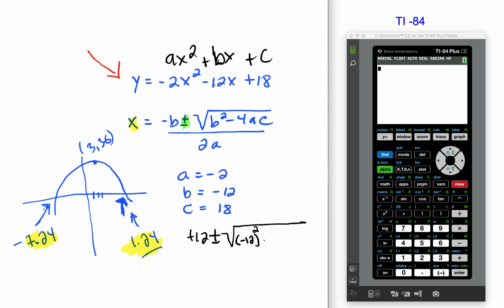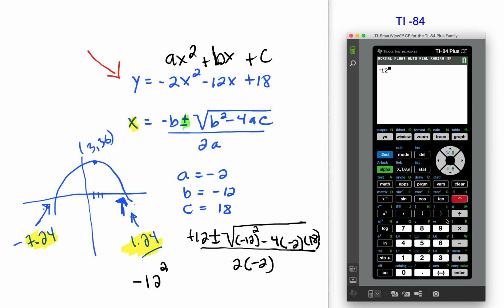But -12 squared minus 4 times a, which is -2, times c, which is 18, all over 2a, like that. Now, a lot of students mess this up because the calculator strictly follows the order of operations. So if you type this into your calculator without the parentheses, you're going to get that wrong.